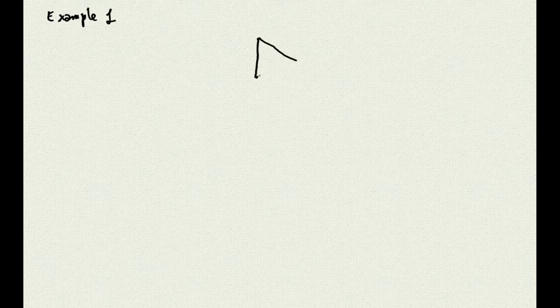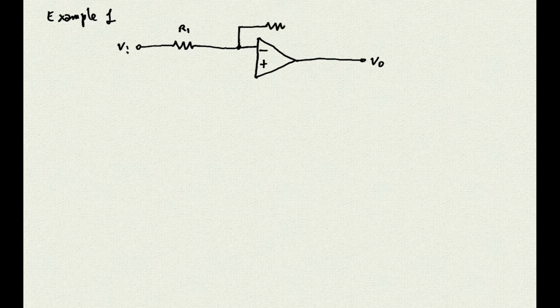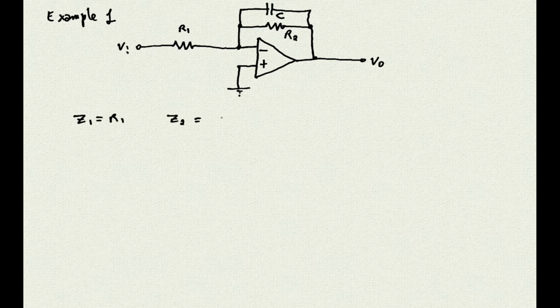Let's see how this works in practice, making an example. For that we use a resistor for Z1 and the parallel of a resistor and a capacitor for Z2. So Z1 is equal to R1 and Z2 equals the parallel of R2 and C, which we can write as the product of the resistance and the capacitive reactance divided by their sum, like this, if we recall how capacitors can be described in the frequency domain.